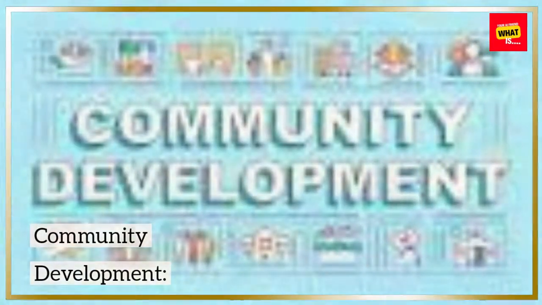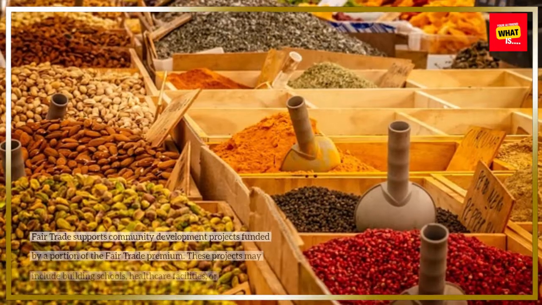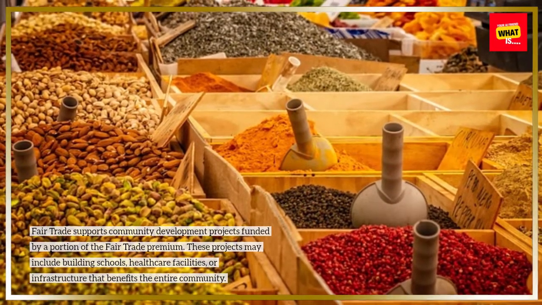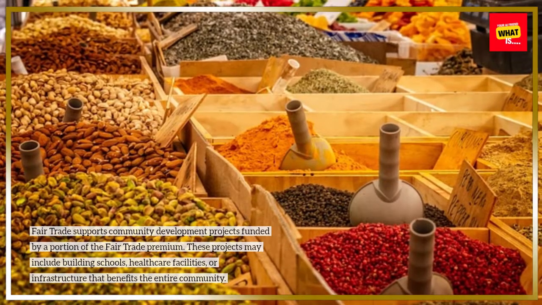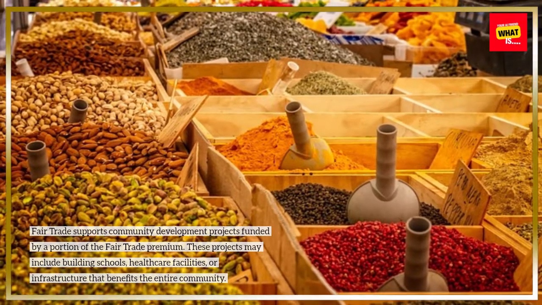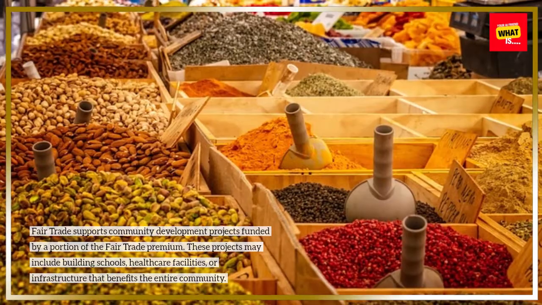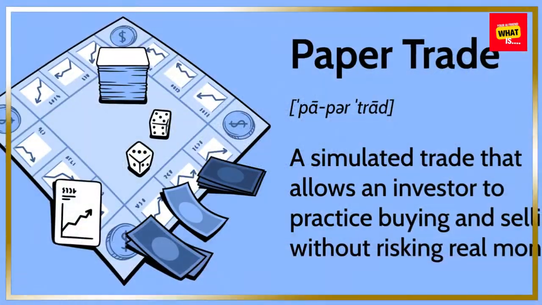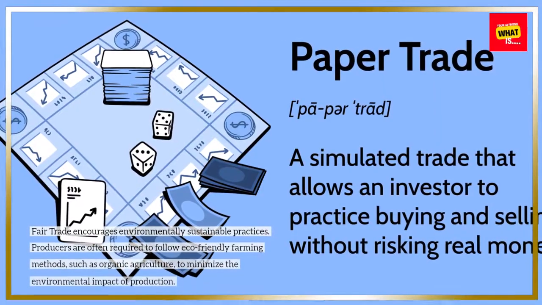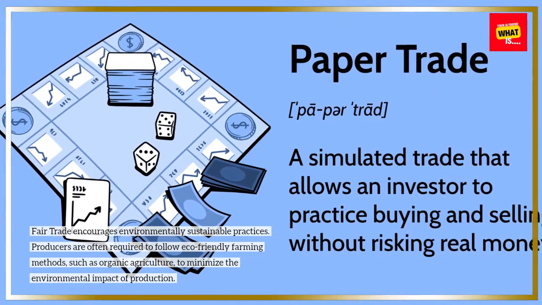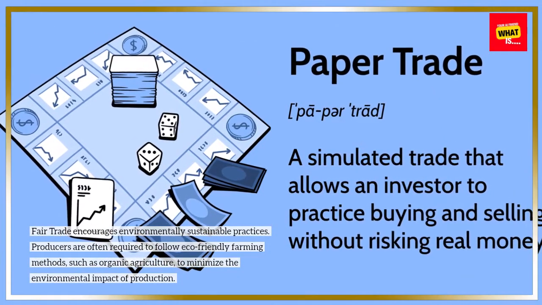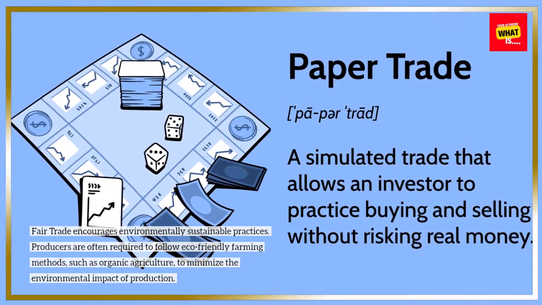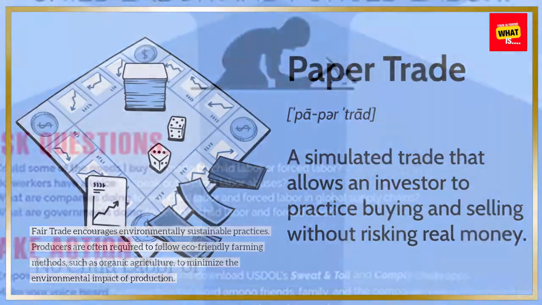Community development. Fair trade supports community development projects funded by a portion of the fair trade premium. These projects may include building schools, healthcare facilities, or infrastructure that benefits the entire community. Environmental sustainability. Fair trade encourages environmentally sustainable practices. Producers are often required to follow eco-friendly farming methods, such as organic agriculture, to minimize the environmental impact of production.